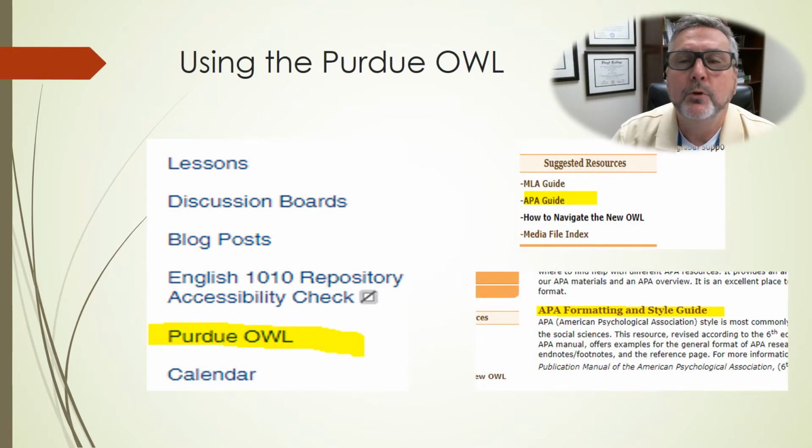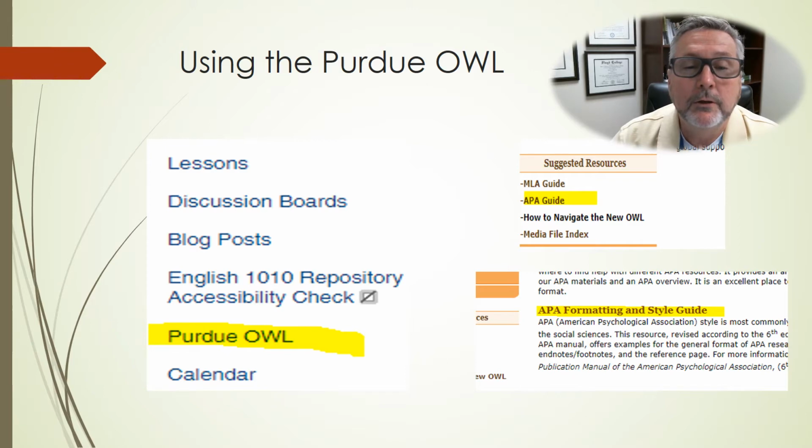Using the Purdue OWL is not complicated, although it can be a bit confusing, I suppose. So here is the path that you'll need to take. The left portion of the slide here, where Purdue OWL is highlighted, comes from your English homepage. If you look at the top left, there is a menu that includes lessons and discussion boards and other things, but it also has a direct link to the Purdue OWL.